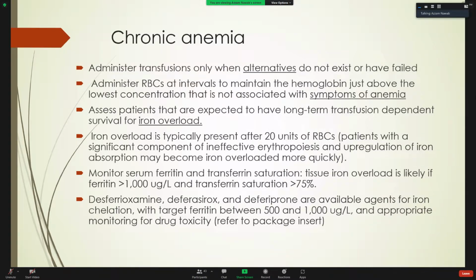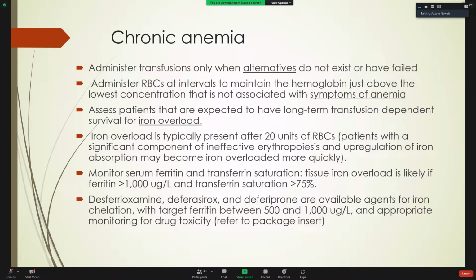For patients with chronic anemia, we transfuse only when alternatives do not exist or have failed. We administer RBC at intervals to maintain the hemoglobin level just above a concentration that is not associated with the symptoms of anemia. We assess patients expected to have long-term transfusion dependence for iron overload, since the iron content is more than the patient needs.